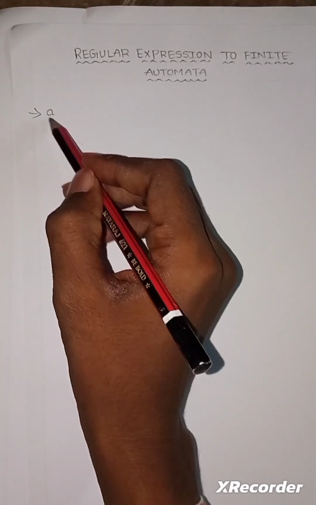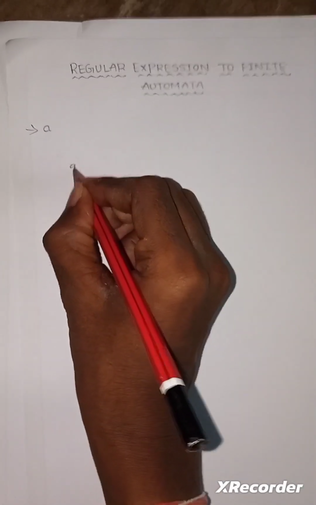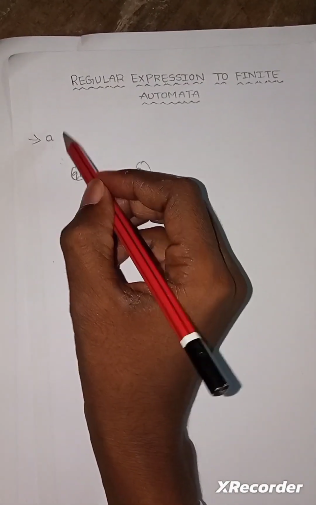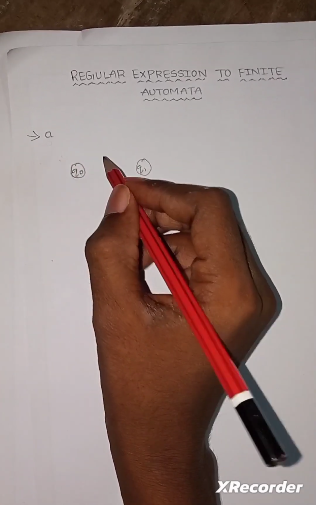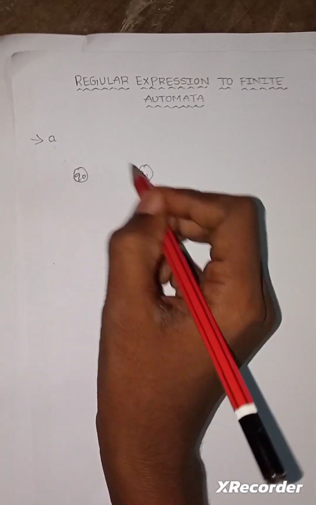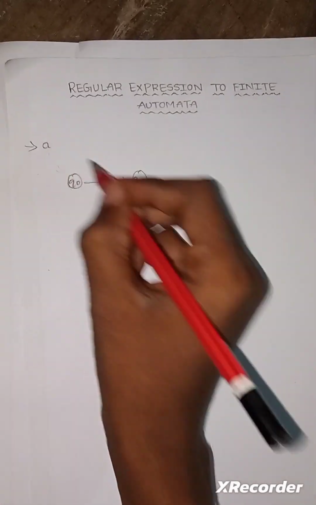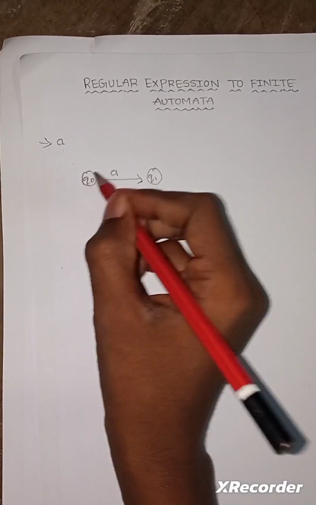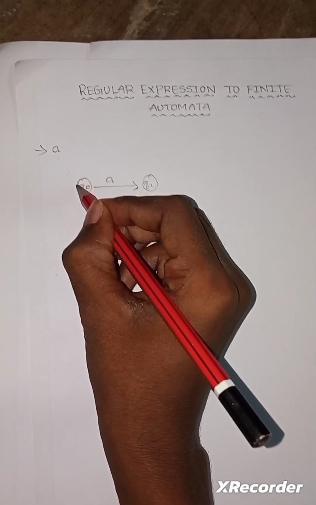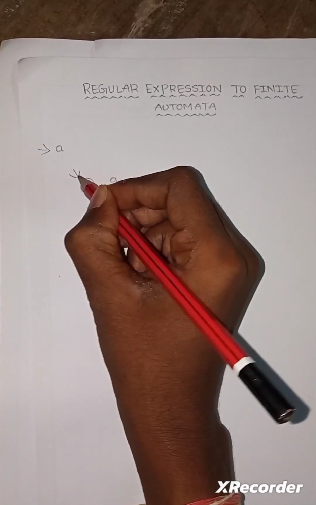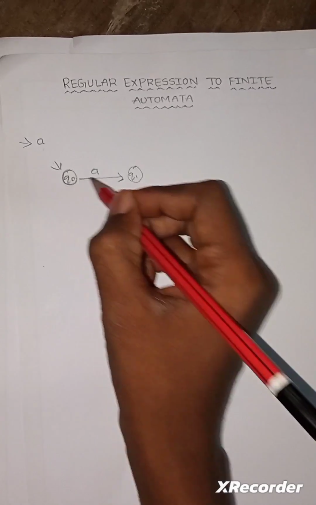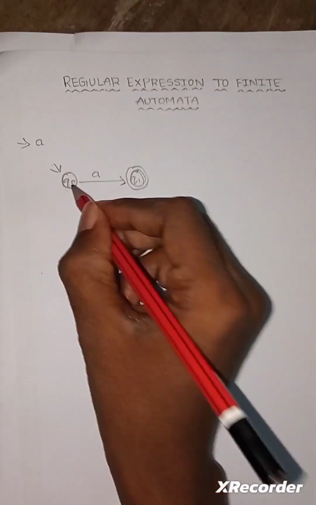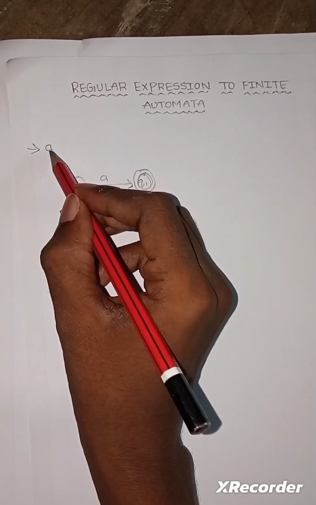Now in order to convert this regular expression to finite automata, we have to take two states. Let the states be Q0 and Q1. These two states, Q0 and Q1, will be connected by this regular expression A. And in finite automata, we will be having two states. One is the initial state. Let the initial state be Q0, which will be represented with a single circle with an arrow pointing towards this Q0 state. And there will be a final state which will be represented with a double circle. So this is the finite automata of the regular expression A.